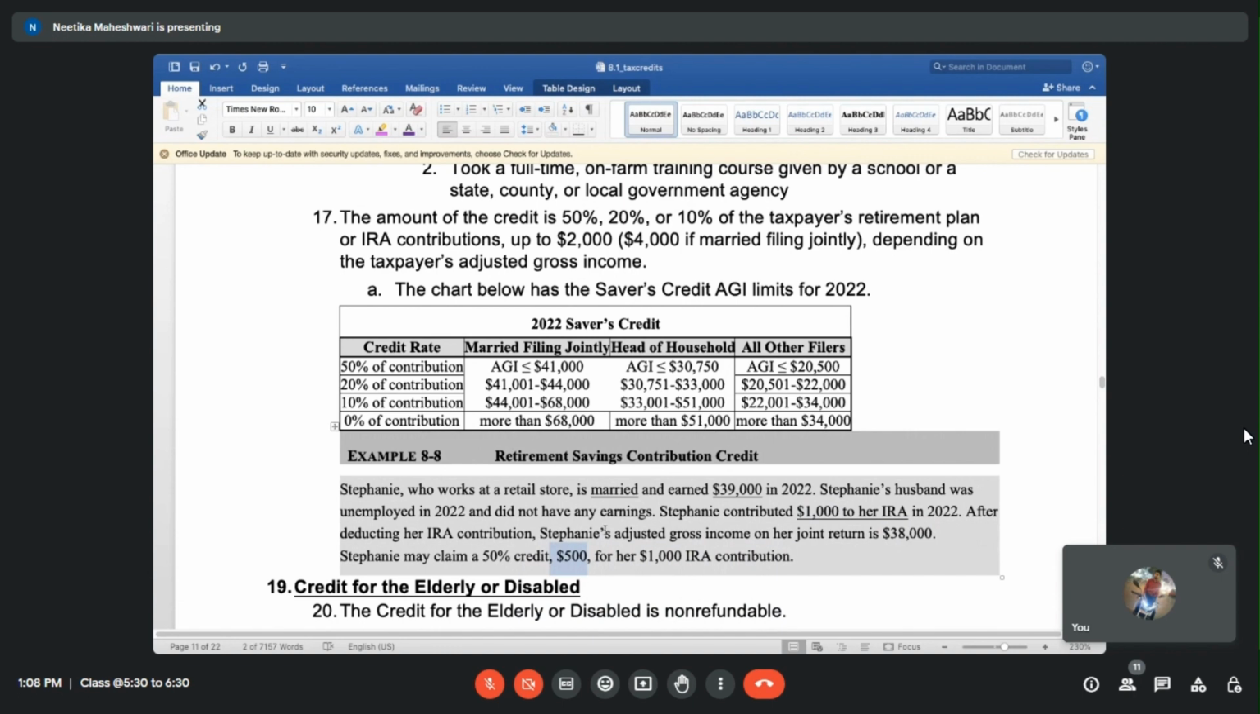And this AGI we have to see depending on the taxpayer's adjusted gross income. Okay, this we already talked about. So her AGI becomes 38,000. And anyways, even if it was 39, it was below 41. But then we need to see the AGI after she is contributing.